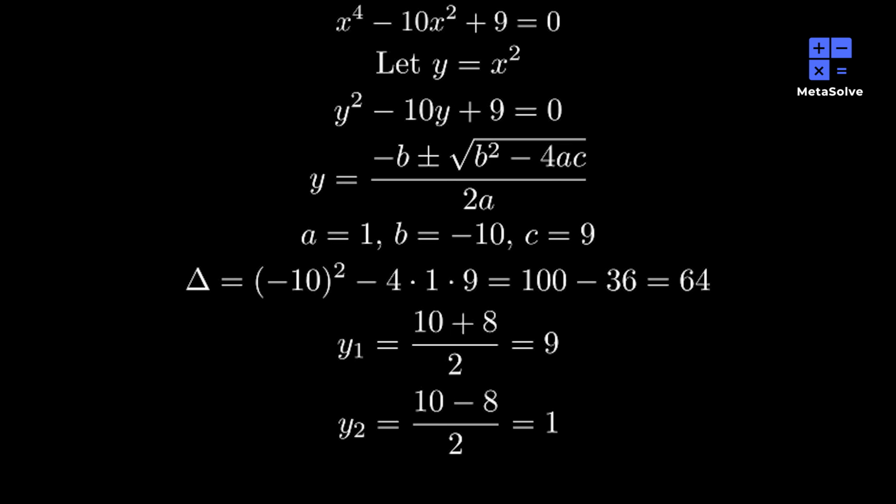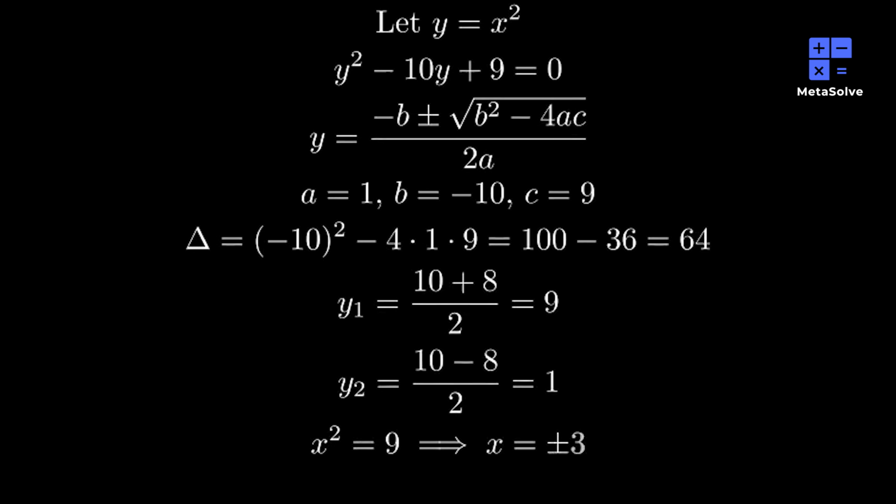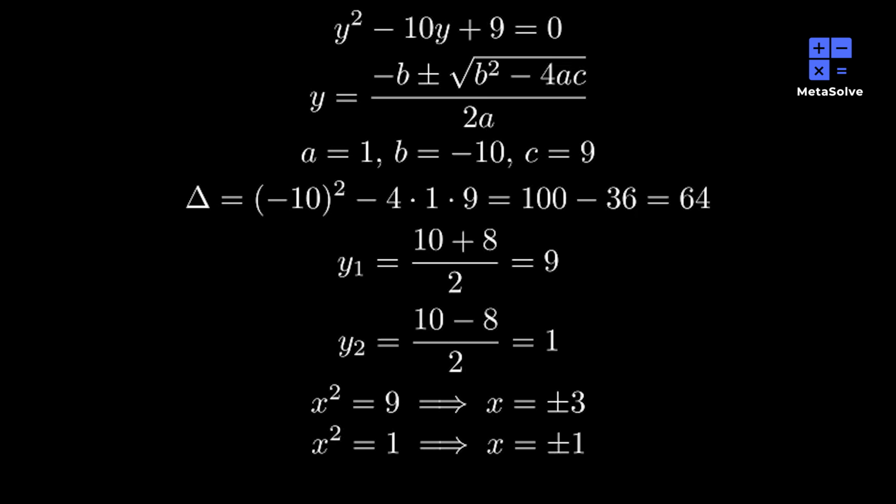Remember that y equals x squared. Let's solve each case for x. First, if y equals 9, then x squared equals 9. That gives x equals positive or negative 3. Now, if y equals 1, then x squared equals 1. So x equals positive or negative 1.